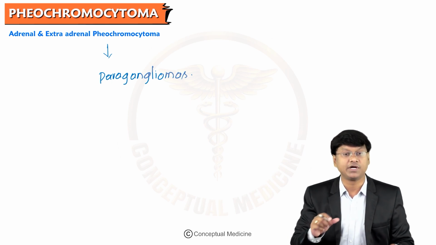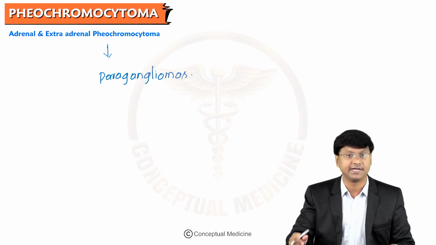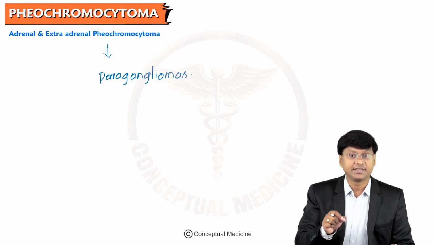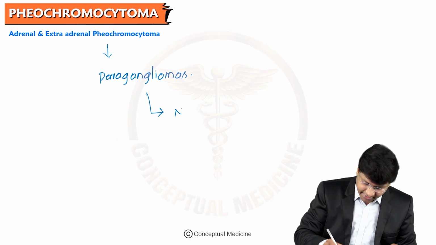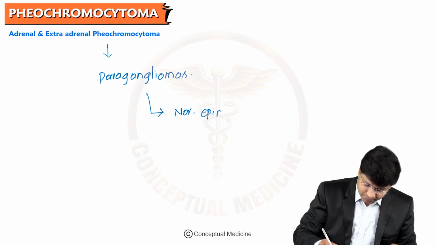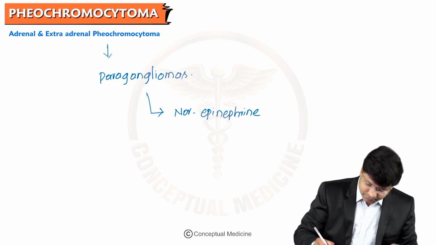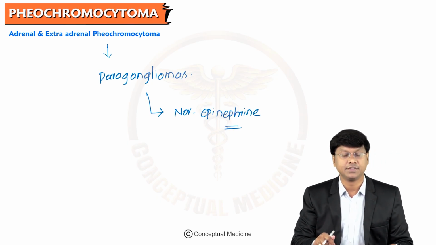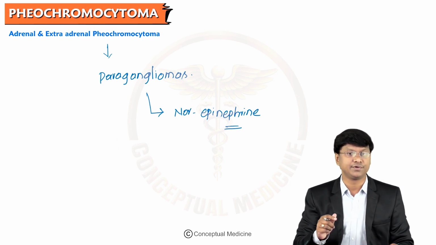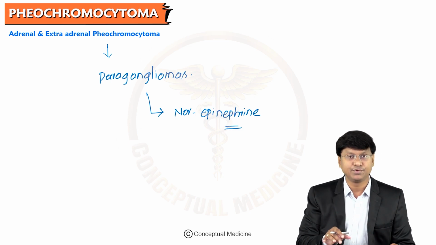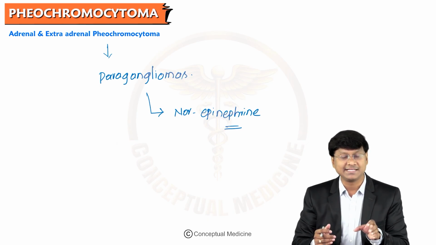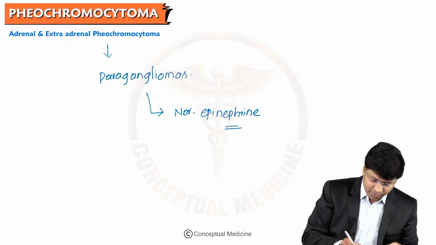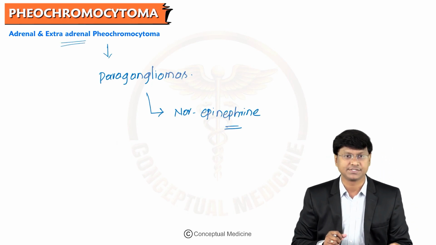Now a question can be asked, what is the predominant hormone which is being produced by the extra-adrenal Pheochromocytomas? Remember, the predominant hormone produced from paragangliomas is also norepinephrine. So most extra-adrenal Pheochromocytomas secrete norepinephrine. Now what do you understand by this word extra-adrenal Pheochromocytoma? That means we have the same neuroendocrine cells or chromaffin cells outside the adrenal medulla, and the tumor originates from the cells which are present outside the adrenal medulla, and they are called the extra-adrenal Pheochromocytomas.